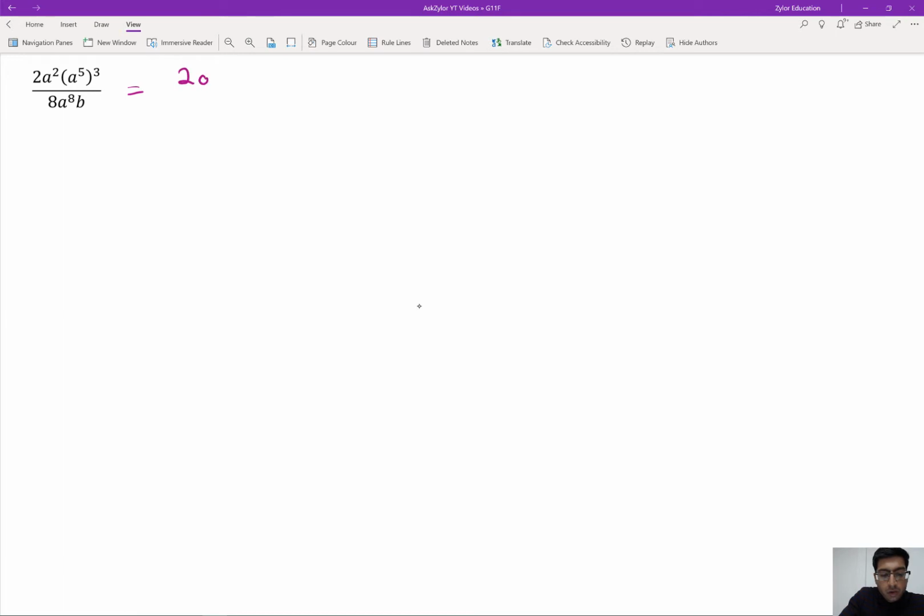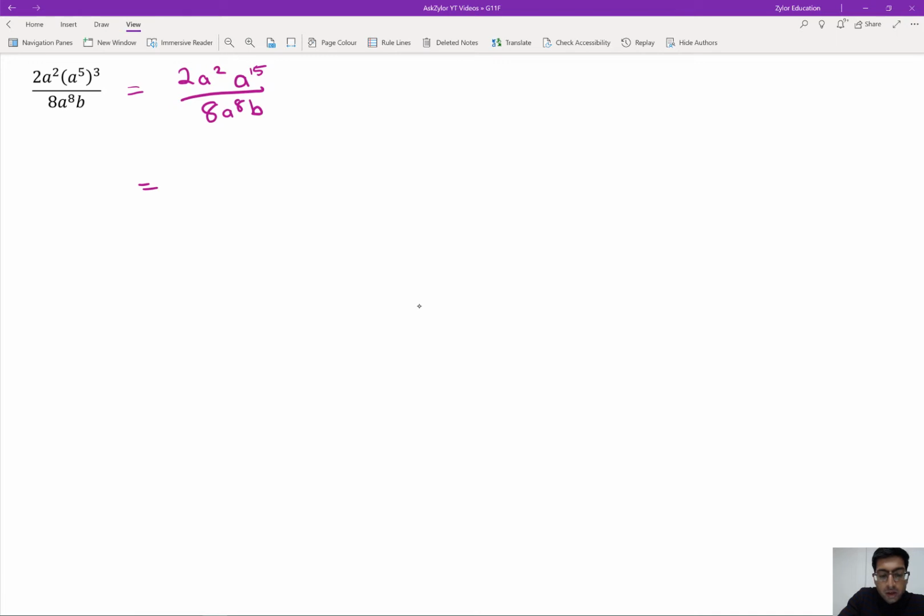So we have 2a squared. I'm just going to leave that first bit. And I'm going to deal with this bracket first by multiplying the exponents. So a to the power of 5 to the power of 3 would give me a to the power of 15, because I'm just multiplying 3 by 5 to get 15. And then in the denominator, I'm still going to have a to the 8b. I can't really do anything with the denominator here. I can't simplify it because the variables are different, so I can't add the exponents or anything.